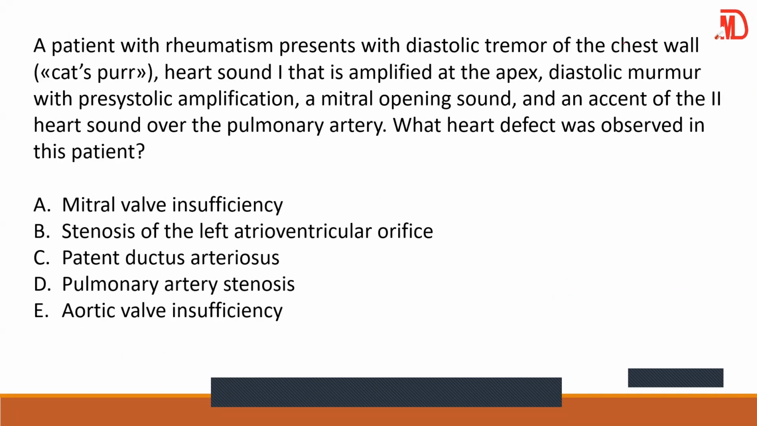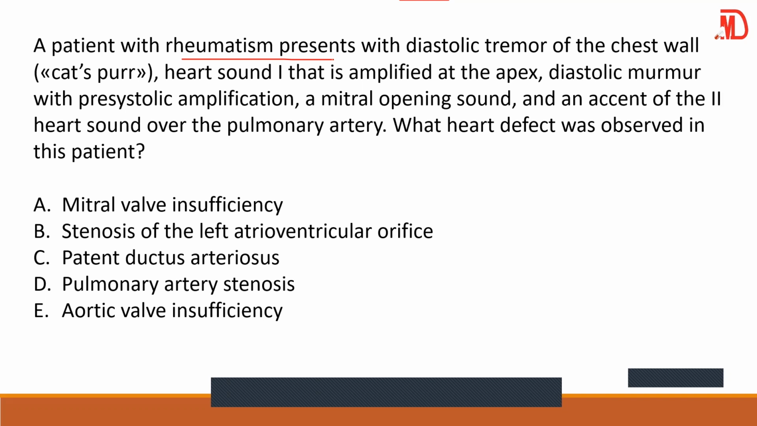So a patient with rheumatism presents with a diastolic tremor of the chest wall. Now, again, anytime you think of rheumatism, you ask yourself, what other things come into play? I've said this in some of our presentations or in our questions. Rheumatism, first of all, there could be a respiratory problem somewhere. That is one. Two, there could be a problem with the heart.